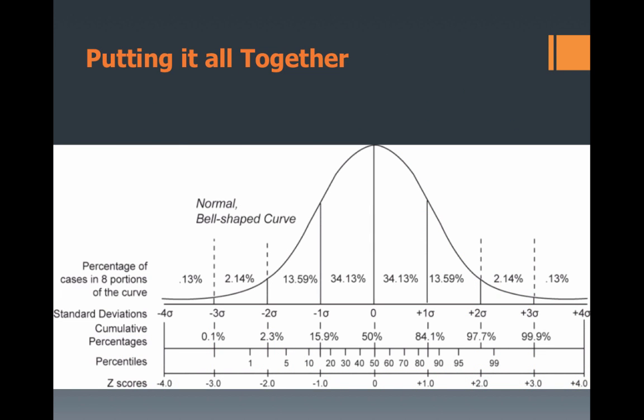So putting it all together, here is a nice distribution curve that really just shows all of these things in terms of the percentages underneath the curve, some deviation units, our percentages, percentiles, and our z-scores, and how they all relate to each other. Notice that the standard deviation and z-score numbers are exactly the same, as well as our cumulative percentages and our percentiles, that they all correspond to the same.